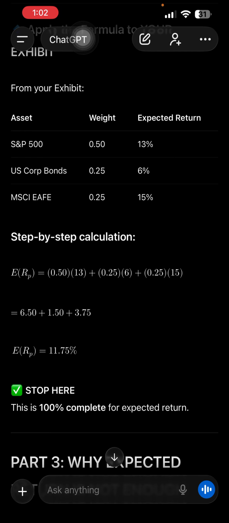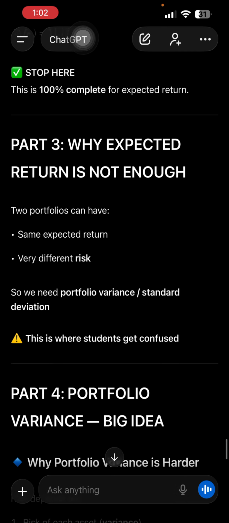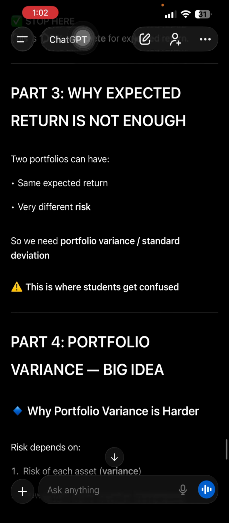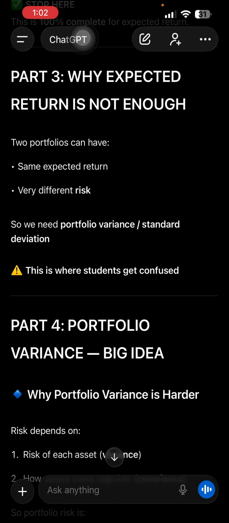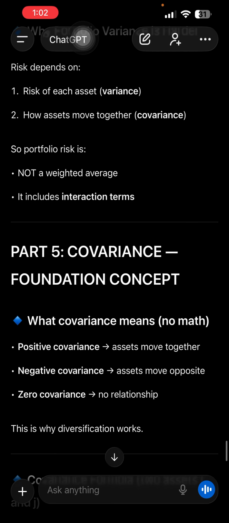But here is a catch. What about risk? Risk factors are not included. What about covariances among those asset classes? That is not included. If one asset class moves in one direction, another might move in another direction. So there might be a covariance among those asset classes. Positive covariance, assets move together. Negative covariance, assets move opposite. Zero covariance, there might be no relationship among those asset classes.